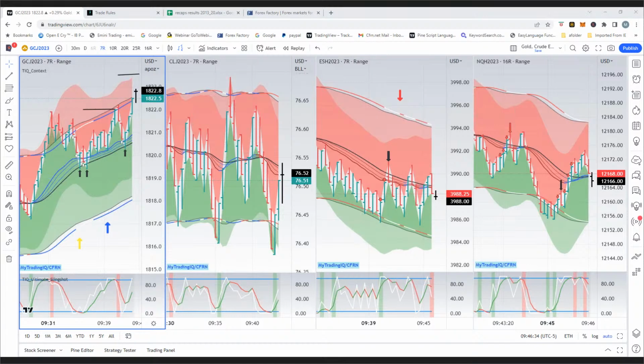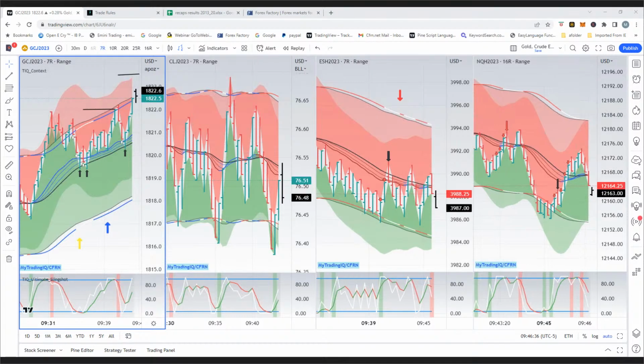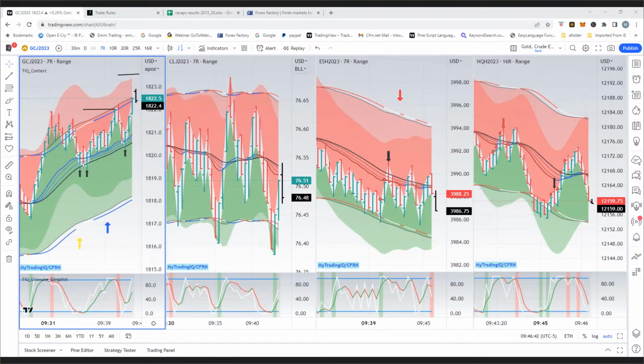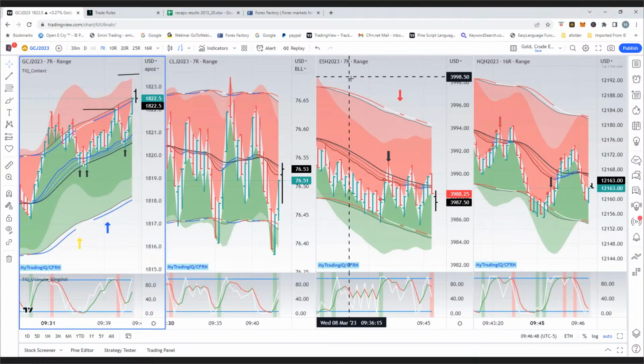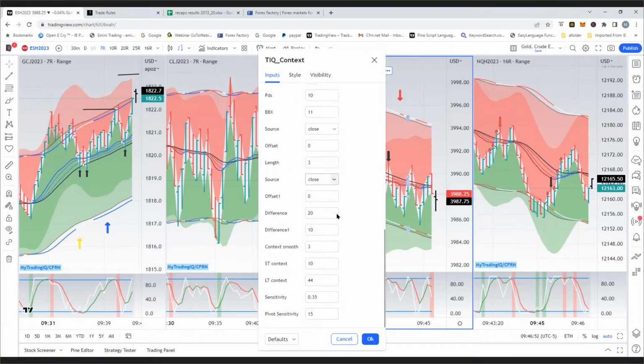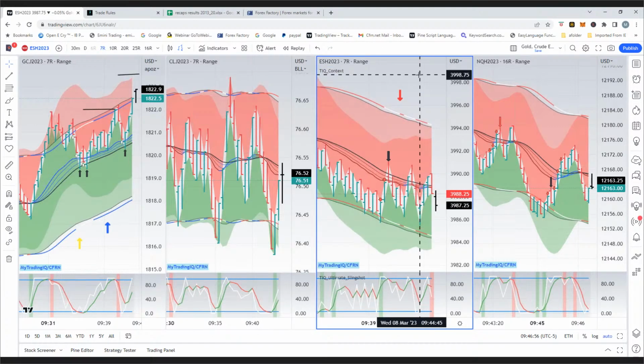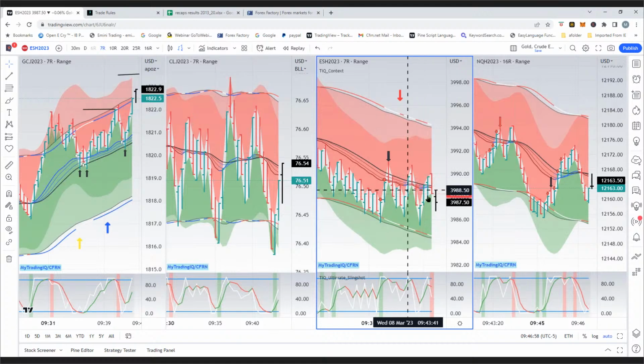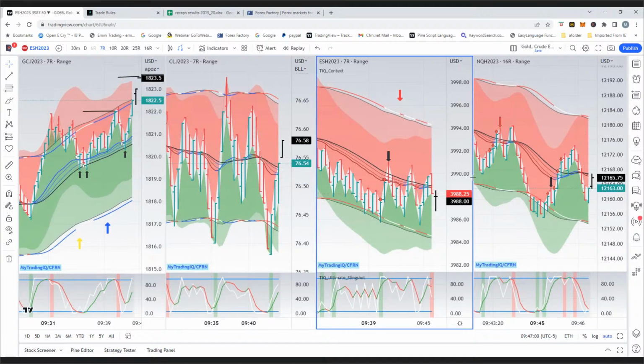Again, I'm not sure what's going on with the ES. Let me just check that setting again and make sure that it is set to 0.35. Okay, it is. That is the default setting. 0.35 is the default setting. The ES and the NQ both use that setting.